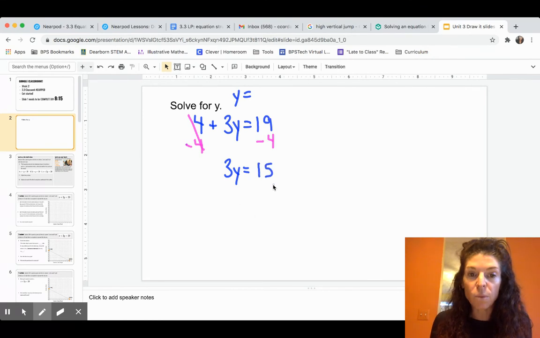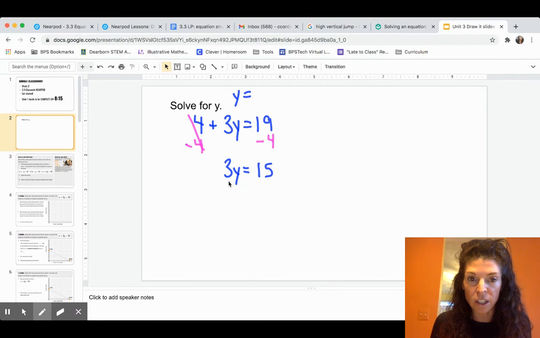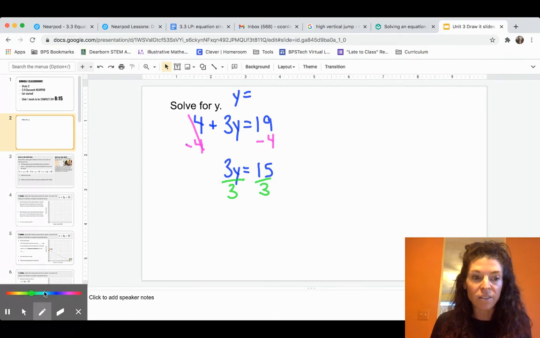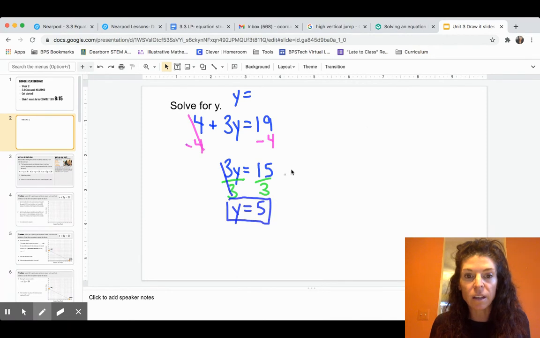Now I have 3 y's. I want to make it only 1 y. So I'm going to get rid of this times 3. To get rid of times 3, I do the opposite operation. So I'm going to divide by 3 on both sides. So when I divide by 3, that's 3 divided by 3 is going to cancel. And I'm going to be left with y equals 5. Great. You know how to do that.